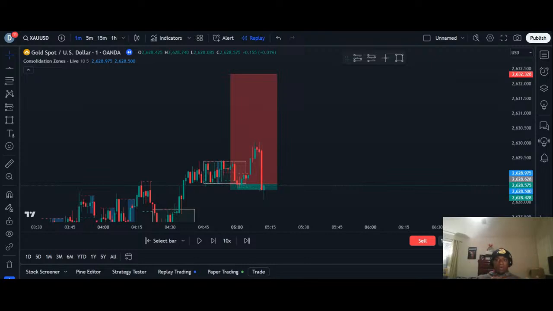Don't take an old zone. Only take new zones. Don't take a zone if the candle did not close below or above. Don't enter off a wick. Don't enter prematurely. Don't enter off a zone that formed inside of another zone. There's a lot of little details that you're going to have to really remember in order to do the strategy correctly.